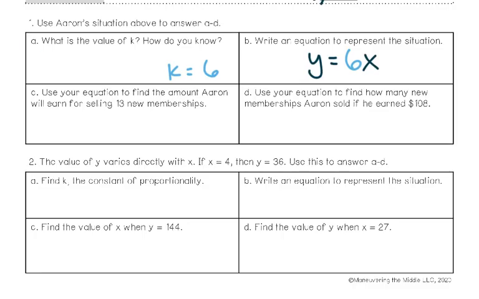Let's go ahead and look at question number 1. There's 4 parts to this. We've already answered part A and part B. The first part was, what's the value of k? K is the constant of proportionality or the constant of variation. In this case, that's 6.